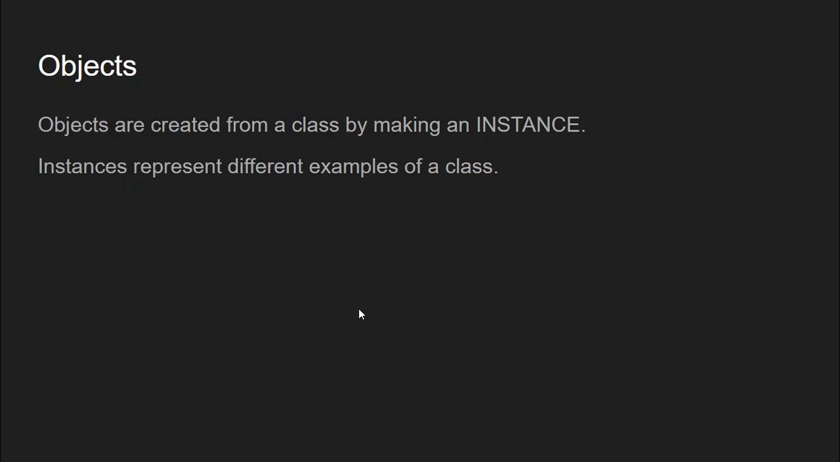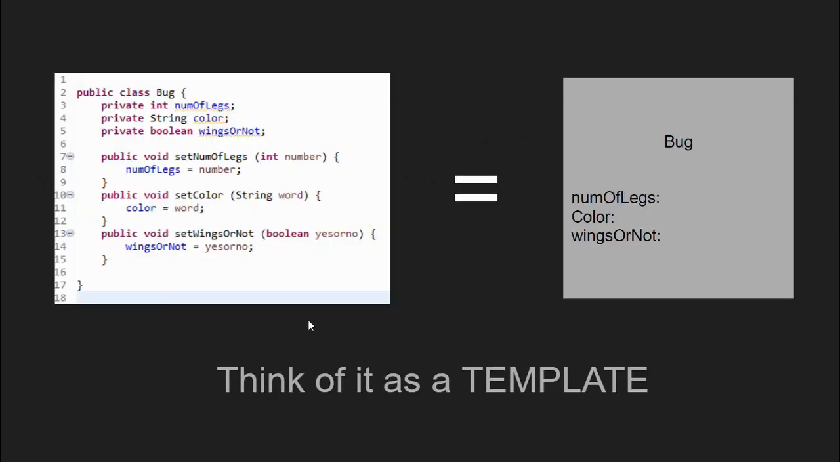Objects are created from a class by making an instance. Remember how I said you make that copy when you make an instance? These are called objects. Instances represent different examples of a class. So in this piece of code, we have the bug class. It has three different variables: number of legs, the color, and whether it has wings or not. And these three methods just set these values to what they should be. I'll show you what that actually means.